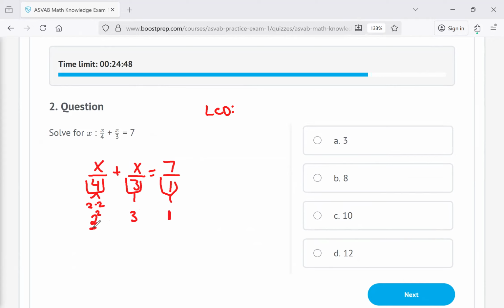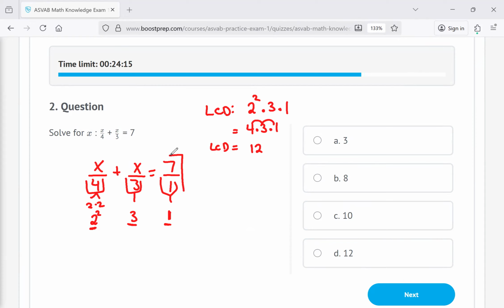So we have a base of 2, we have a base of 3, and we have a base of 1. Are any of those bases repeating? No. So what you want to do is put it all together. So it's going to be 2 squared times 3 times 1, right? And what is 2 squared? It is 4 times 3 times 1, and then 4 times 3 times 1 is 12. Okay, so that is my LCD.